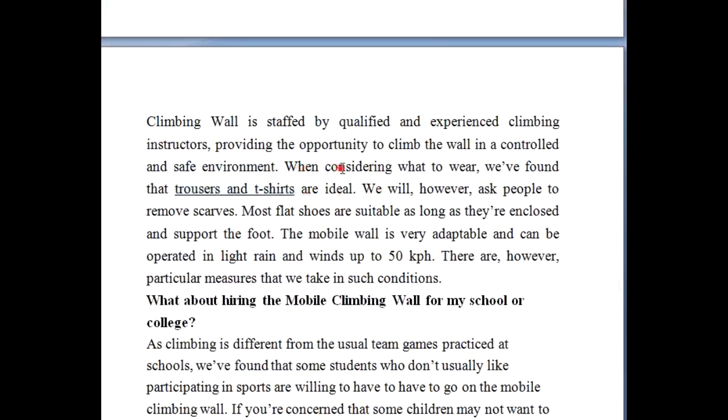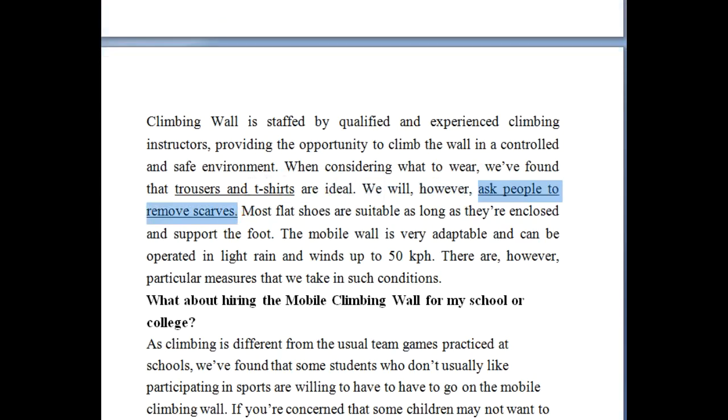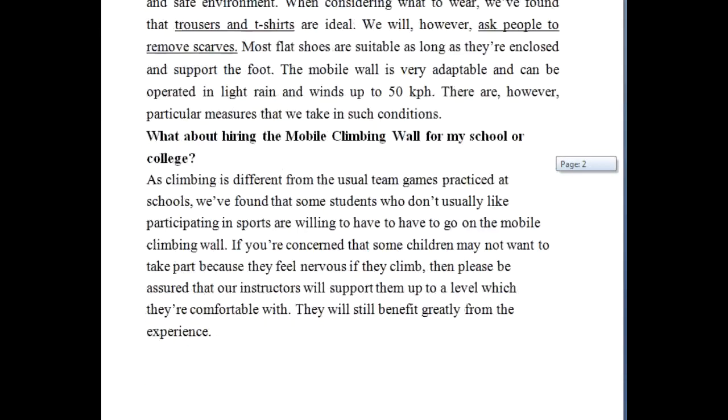This sentence is here. When considering what to wear, we have found that trousers and t-shirts are ideal. We will, however, ask people to remove scarves. Yes, we will ask people to remove scarves. That means scarves are forbidden here. So that is our answer. We'll underline it. Why do we underline it? So that we can get the conviction. We will be confident that our answer is correct. So scarves are forbidden. So it's again true. Now we will move to the next question.